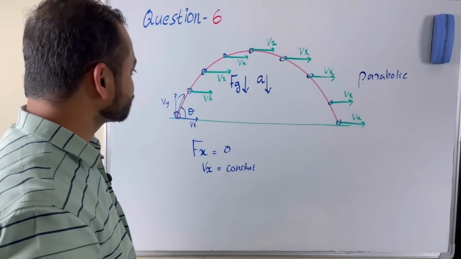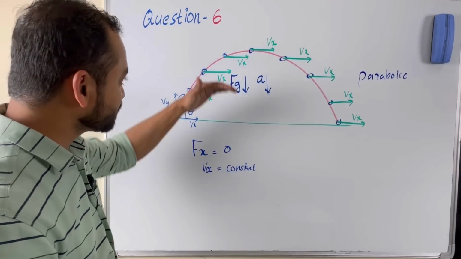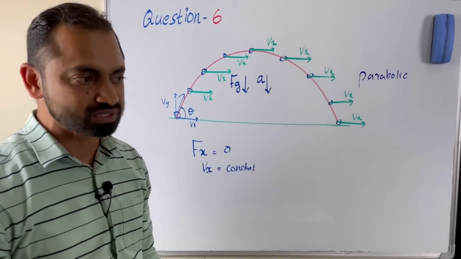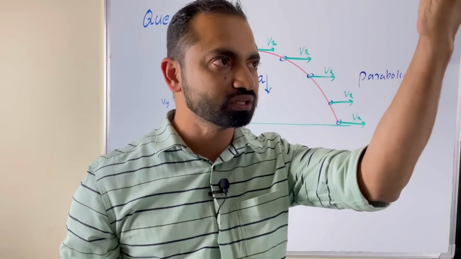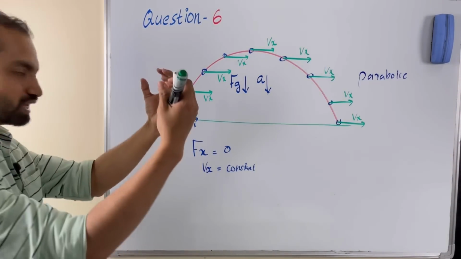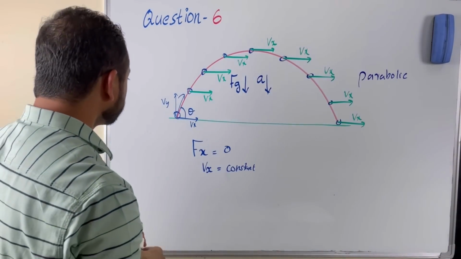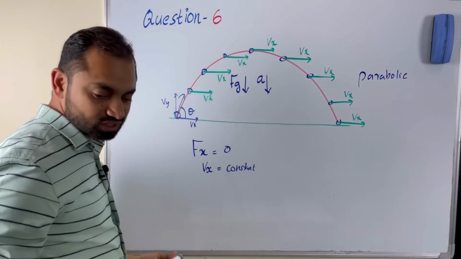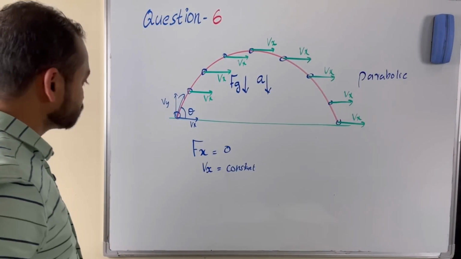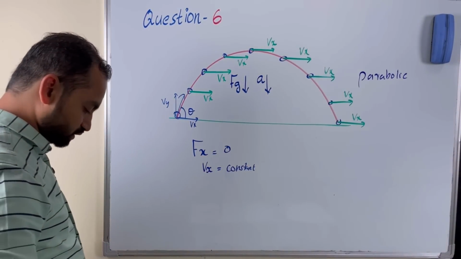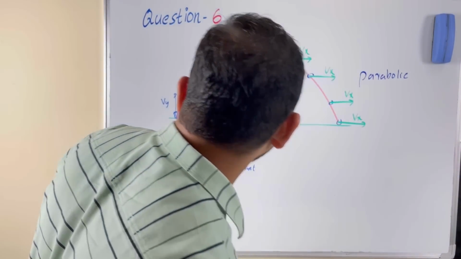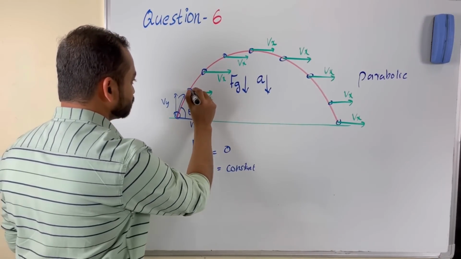Then what happens to the vertical velocity? See here, acceleration is downward, right? The force of gravity is acting downward, means force of gravity is pulling the ball that you have thrown downward. So what happens is its vertical velocity, that we will represent by another color, we will use black color to represent the vertical velocity. So the vertical velocity will be decreasing.